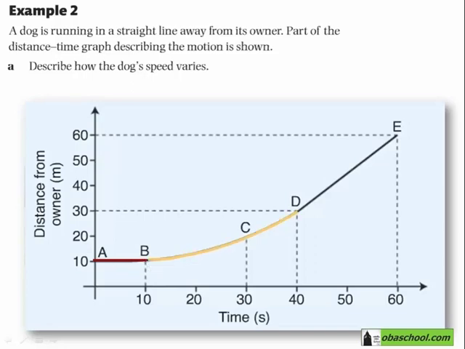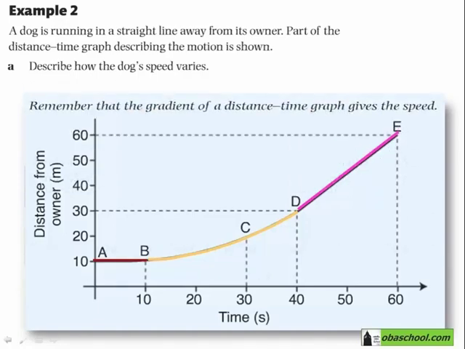But if we connect the points B, C, and D, we will get a curve, not a straight line. While if we connect the points D and E, we will get a straight line. Remember that the gradient of a distance time graph gives the speed.